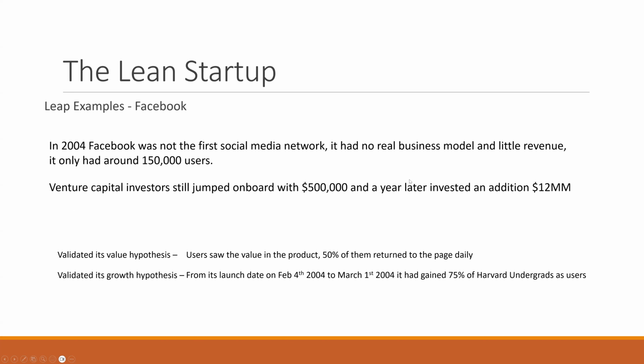The growth hypothesis was validated: from its launch on February 4th of 2004 to the end of the month on March 1st, it had gained 75% of the Harvard undergrads as users. That's pretty substantial growth, and it was done without any budget for advertising or marketing. We'll touch more on this in the next piece, but that's really validated through an MVP, or a minimal viable product. Basically, those are their two hypotheses validated to show that they've got a product that's going to work.